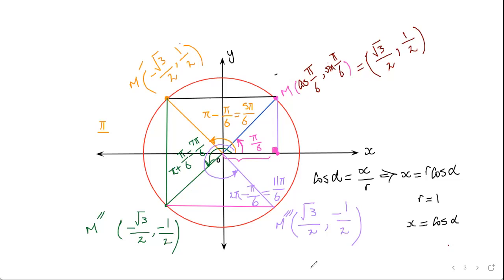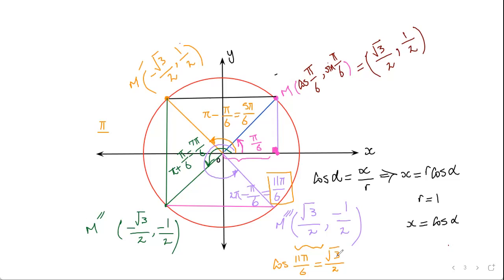Look at this. The cosine of 11 pi over 6, 11 pi over 6 is this angle. The coordinates is this. The x value of the coordinate represents the cosine. Then the cosine of 11 pi over 6 is the square root of 3 over 2. And that's the beauty of this.